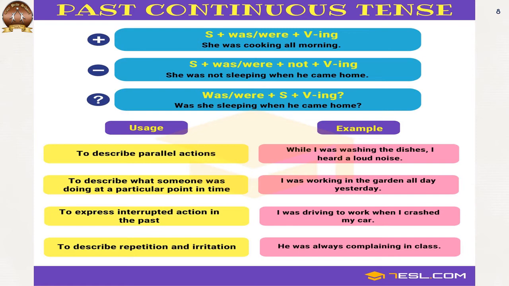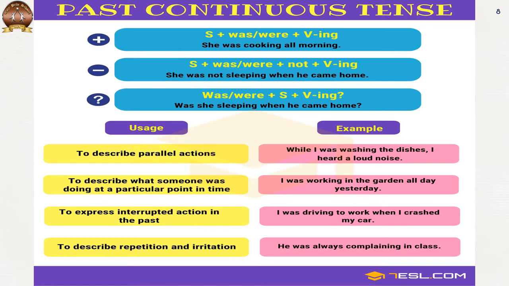Usage: to describe parallel actions. Two actions are described and both are in past. One is in past continuous and one is simple past. To describe what someone was doing at a particular point in time. See, in the second sentence, I was working in the garden all day yesterday. Now, yesterday is mentioned. A particular time frame is mentioned. And in the first sentence, while I was washing the dishes, I heard a loud noise. There two actions are going on, both in the past. Okay. To express interrupted actions in the past: I was driving to work when I crashed my car.